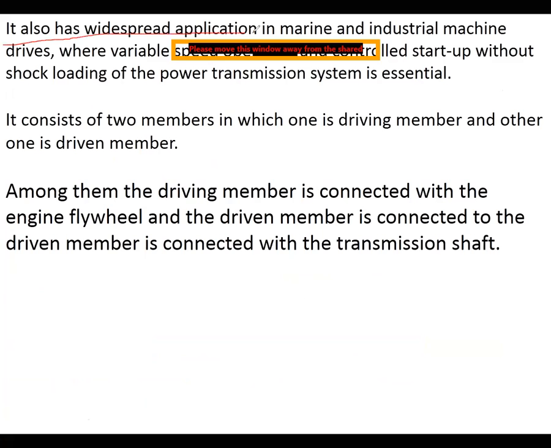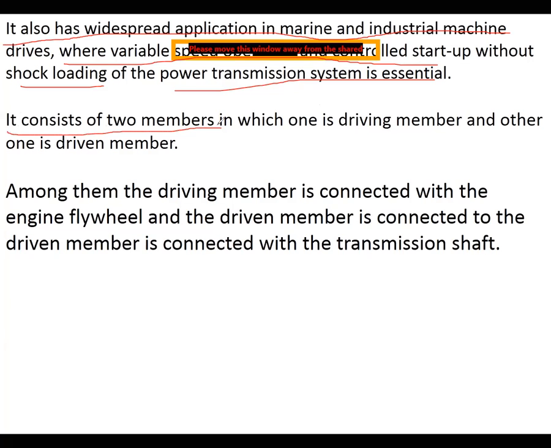It also has a wide spread of application in marine and industrial applications, because the main applications of the fluid coupling or hydraulic brakes are marine and industrial. When various speed operations and controlled startup without shock loads are needed, the power transmission system is essential. So in order to take the various speeds of operation at the starting of the vehicle, without jerks, this kind of fluid coupling is used.